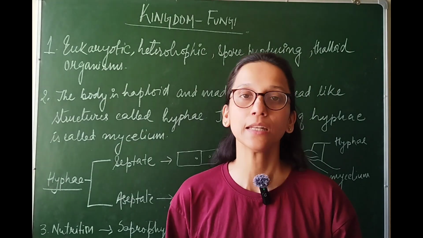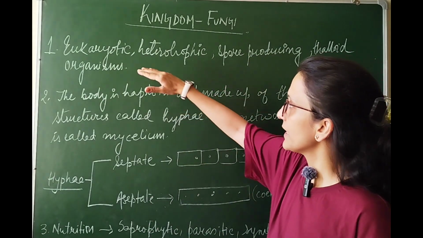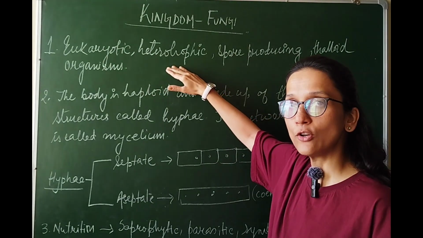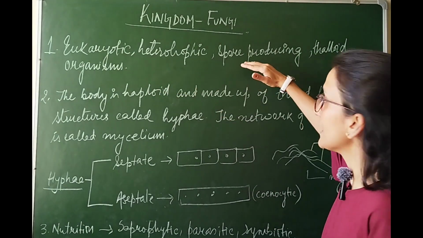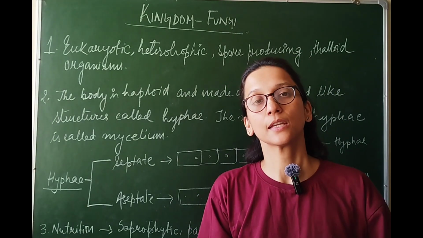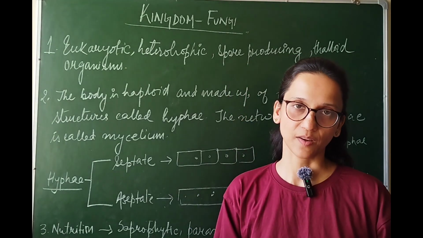What could be the reason? Let us find out. Number one, they are eukaryotic. We know they are heterotrophic in nature. That means they cannot make their own food. They are spore producing. This is that feature जिसके कारण ये किसी भी habitat में survive कर रहे हैं.